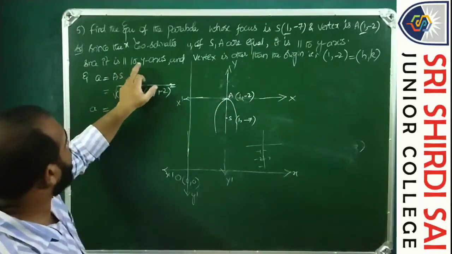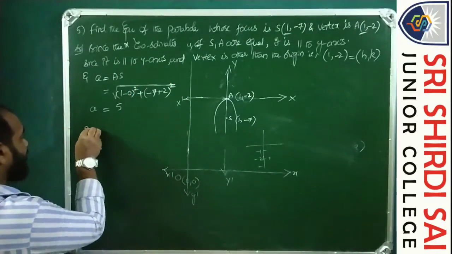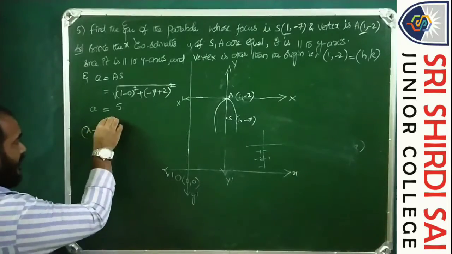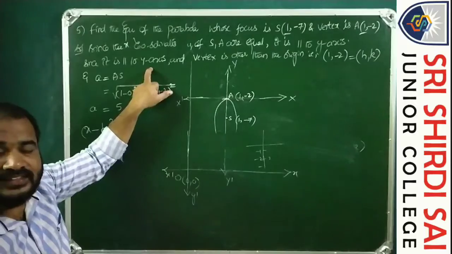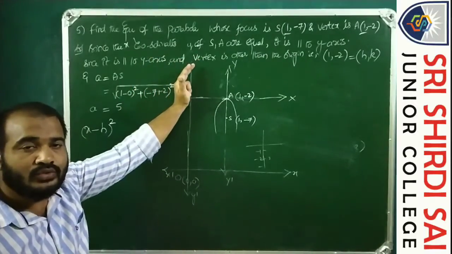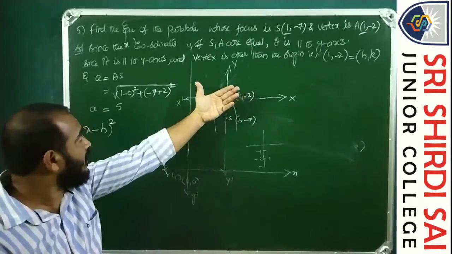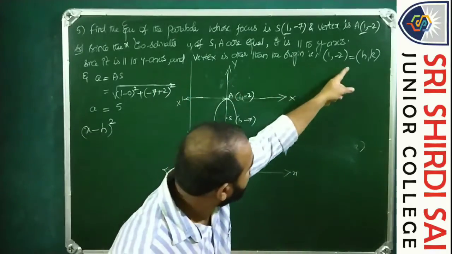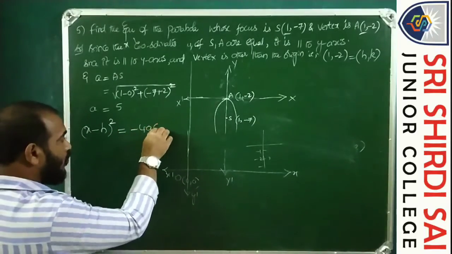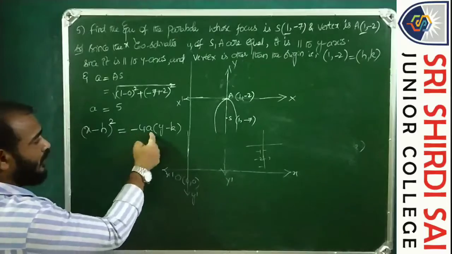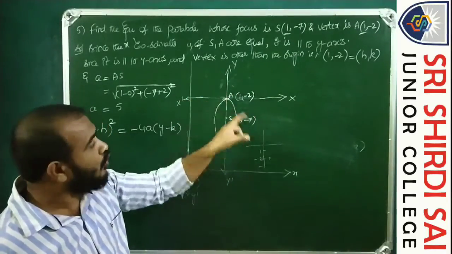Here, parallel to the y-axis, x power is even, that is (x minus h) whole square equals something parallel to the y-axis. Symmetric about the y-axis, x power even, x square equals 4ay, or x square equals minus 4ay. Here the vertex is other than the origin, therefore it is (x minus h) whole square equals minus 4a into (y minus k). Why minus 4a? Because the point 1 comma minus 2 is above, therefore the vertex is below.